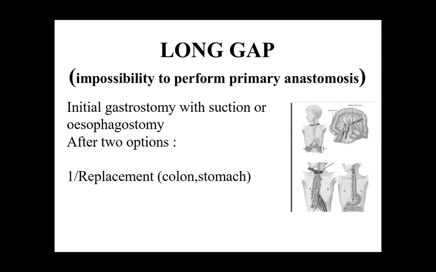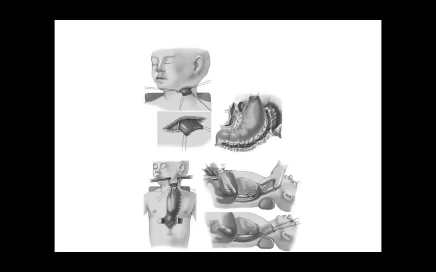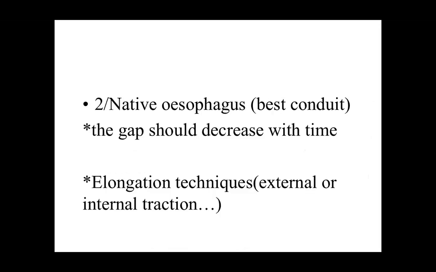So here is the strategy. The traditional strategy is to perform initial gastrostomy with suction or esophagostomy. And after, we have two options. Some will prefer to perform replacement using the colon or the stomach. The stomach can be pulled up and used as esophagus, or you can use a tube of this stomach. The other option is to use the native esophagus. The native esophagus is clearly the best conduit you can use.